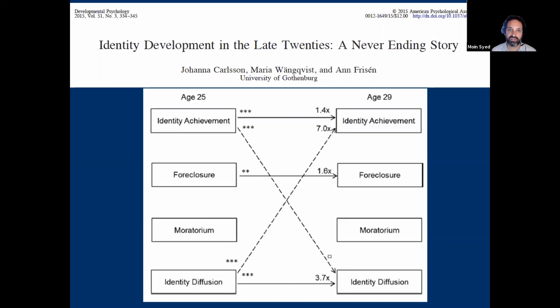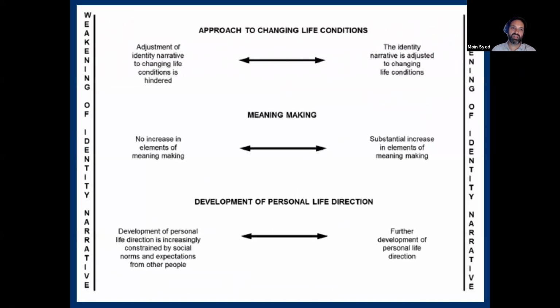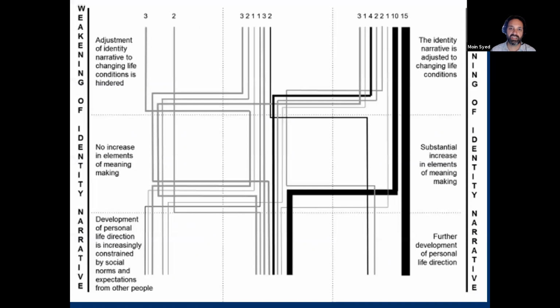In the qualitative analysis, which was much more in depth than the vast majority of the actual published paper, they focused on different domains: approach to changing life conditions, meaning making, and development of personal life direction. For some individuals there was a weakening of their identity narrative with respect to these dimensions, and for others there was a deepening. They used that at the individual level to create individual maps to show how participants fell on the spectrum of weakening and deepening with respect to these three dimensions.